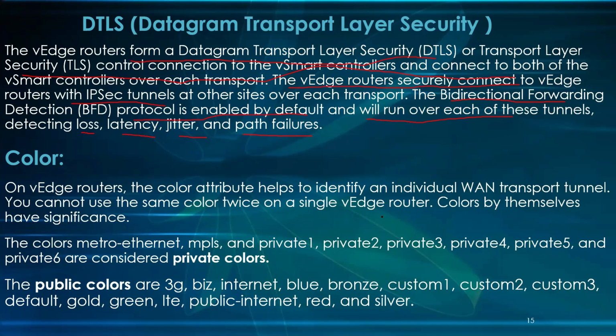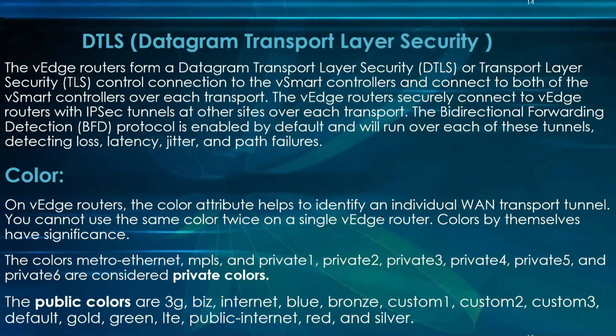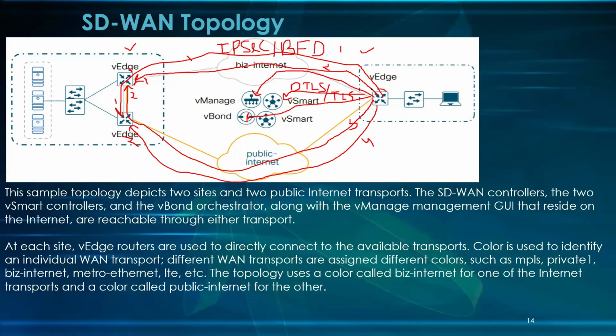Now, to connect back, what does that mean? Let's say this device has two transports, one internet and the other also internet. On this vEdge, we cannot give the same color to both interfaces, where one is internet terminated and the other is also internet. You cannot say biz internet, biz internet. You have to say biz internet and then a second color, whatever you want, public internet or any other type of color. And there are fixed types of color which you can use. We have a set list there.